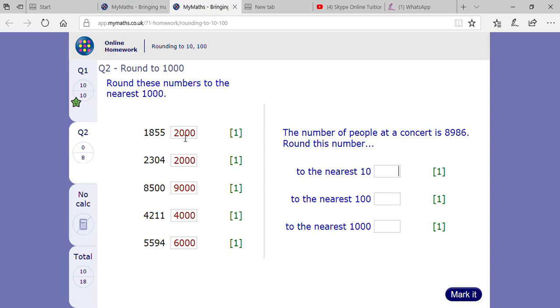Round this number to the nearest 10. That would be 8990. Okay, next. So the nearest 100 would be 9,900. I mean, no. It would just be 9,000. Mm-hmm. And then the nearest 1,000 would be, hold on. To the nearest 1,000. Oh, 9,000.